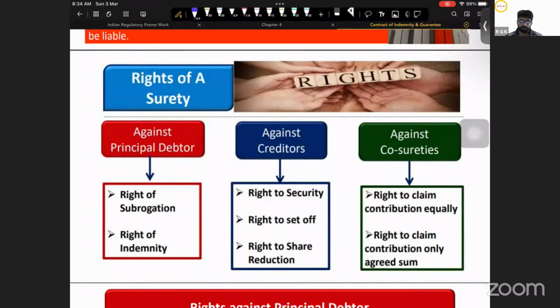Right of subrogation. What exactly do we mean by subrogate? Subrogating means you taking over the position of another person is called as subrogation. When you step into the shoes of other person, or when you get the rights of other person, I will call it as subrogation.